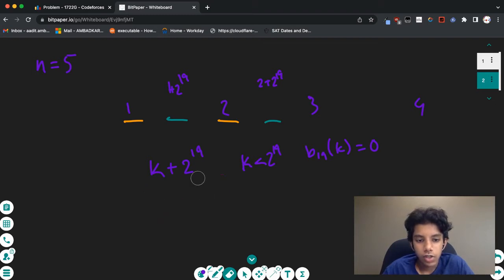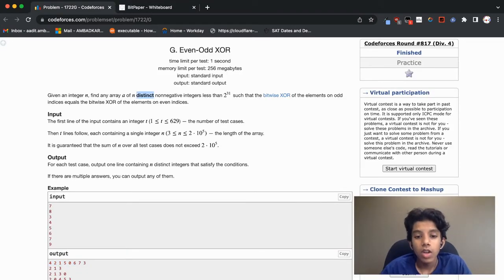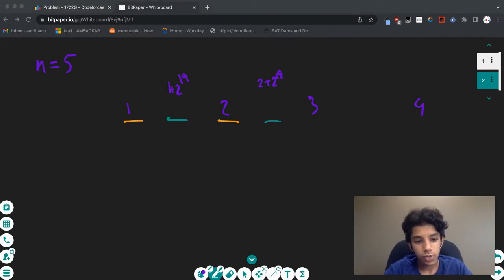And so that ensures that these are all much larger than 10 to the power of 5, much, much larger. And so we'll never have any collisions there, because remember, we want distinct non-negative integers. So now what I have to address is the fact that in the case of 4, this works out really well, where we have 1 plus 2 to the power of 19, 2 plus 2 to the power of 19. In fact, let me prove it that it works really well.